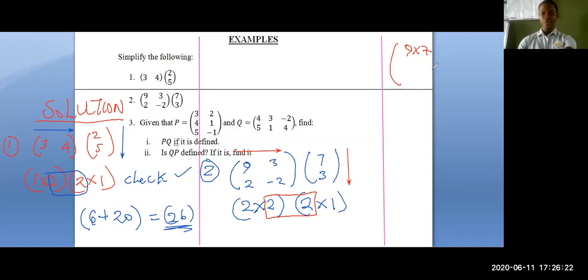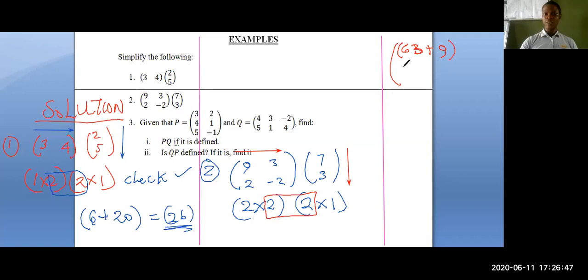So 9 times 7, I'll just quickly say 63, plus 3 times 3 to give us 9. All right. Then this row now, we multiply this column. Remember, this row is under this row. So your next answer will also come under this first answer you have here. All right. So you come under here.